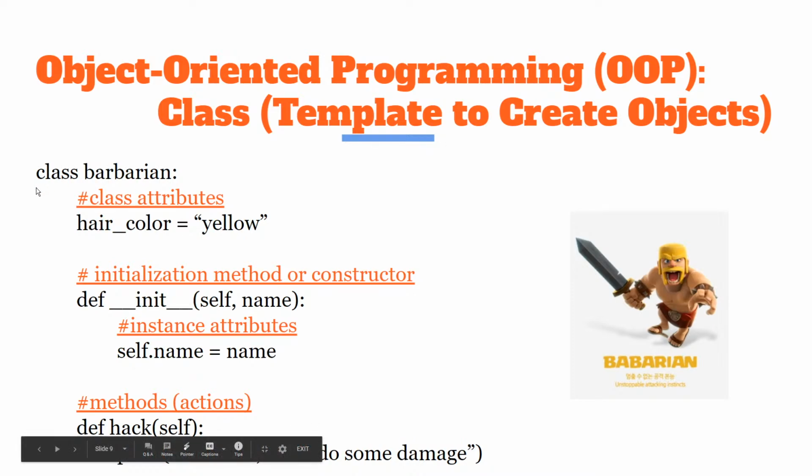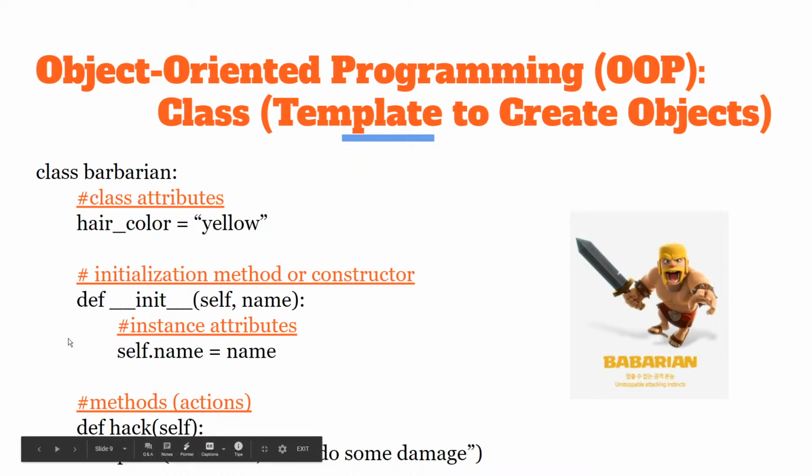So, as we can see, we have class Barbarian. This is defining the class. The keyword for this is going to be class, and the name is going to be Barbarian. That's all there is in defining the class. Now, inside of the class is where it gets a tad bit interesting. We see two different methods here, right? We have def __init__, and we also have def hack.